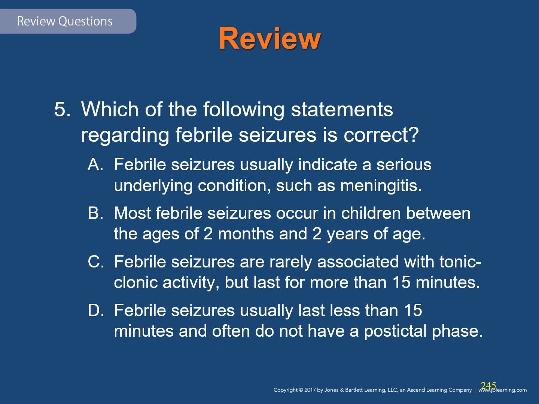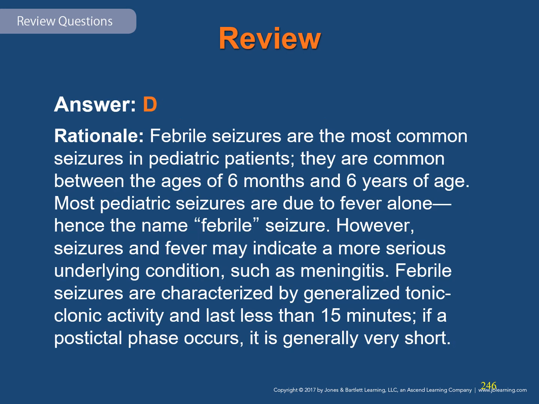Review question 5. Which of the following statements regarding febrile seizures is correct? A, febrile seizures usually indicate a serious underlying condition such as meningitis. B, most febrile seizures occur in children between the ages of 2 months and 2 years of age. C, febrile seizures are rarely associated with tonic-clonic activity but last for more than 15 minutes. D, febrile seizures usually last less than 15 minutes and often do not have a postictal phase. The correct answer is D.